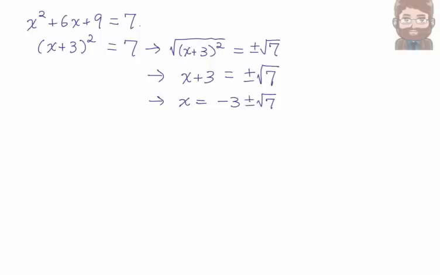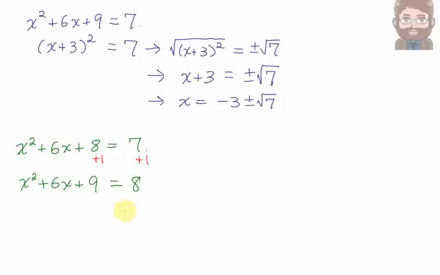Now for a slightly trickier one. What if we had x squared plus 6x plus 8 equals 7? Well, this isn't a perfect square over here. If only that 8 was a 9. But with the powers of algebra, we could. Let's add 1. But if we add 1 to the left-hand side, we must add 1 to the right-hand side. This leaves us with the equation x squared plus 6x plus 9 is equal to 8.